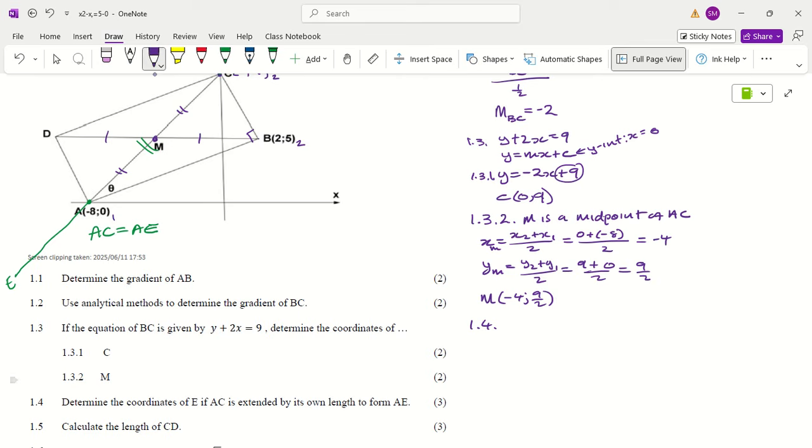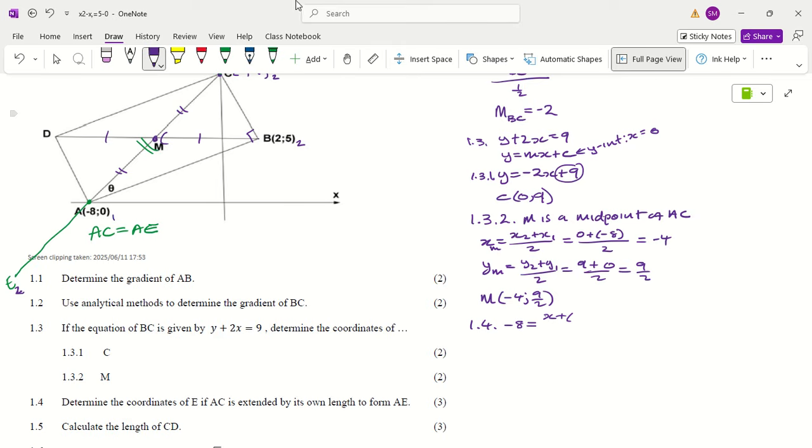Because A is my midpoint now, I know the x value of the midpoint is equal to -8. Should be equal to x2. Let's just say A is going to be point 1 and then E is going to be point 2. So x2 is the x value of E, plus the x value of the second point, which is M. Remember M, we have the coordinates which is -4 and 9 over 2.